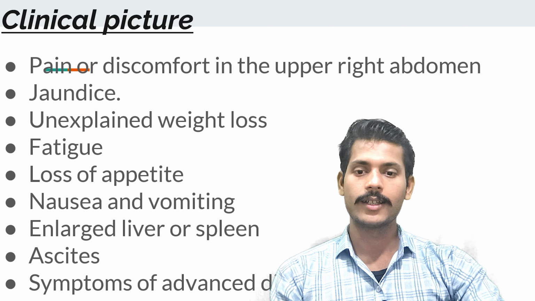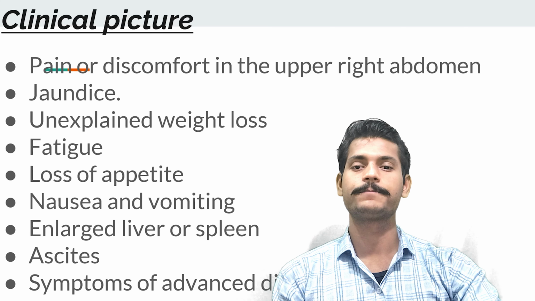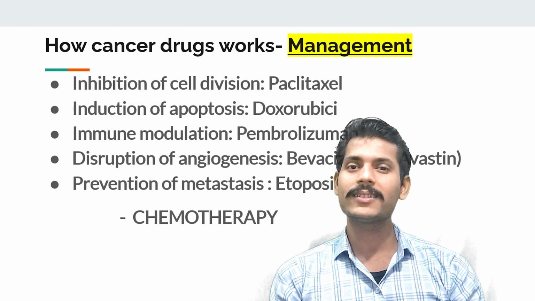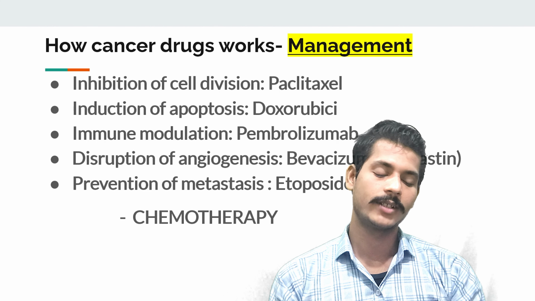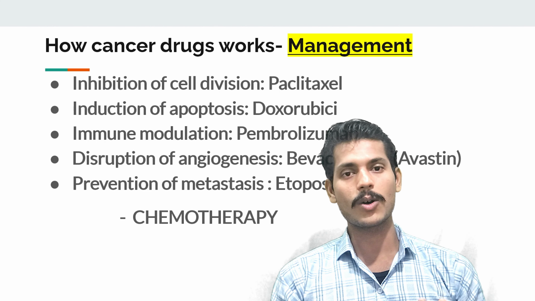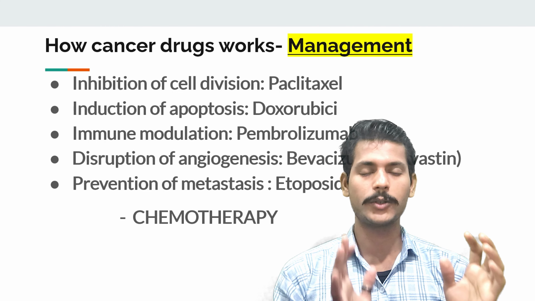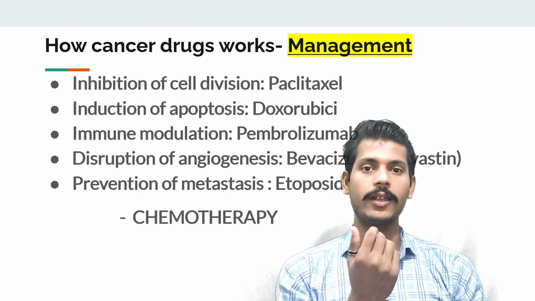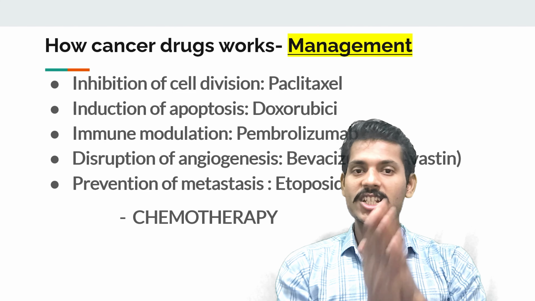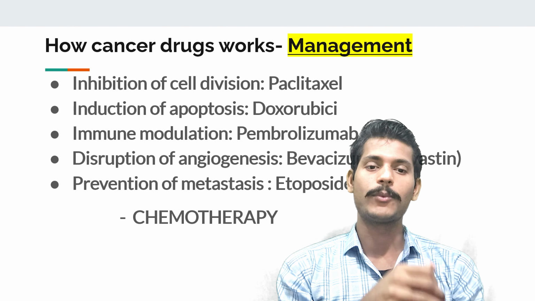Fine, got it? Clear with this slide? Okay, now let's move to the next slide. Now come to the management. What are the ways to manage this cancer? You've seen that cancer is about abnormal cell growth. So one way to minimize the cancer is to disrupt their abnormal growth.